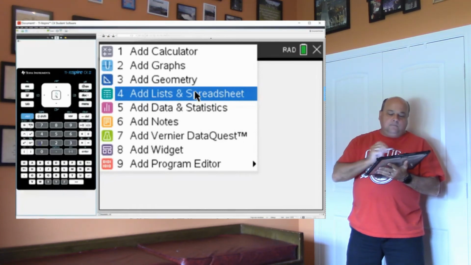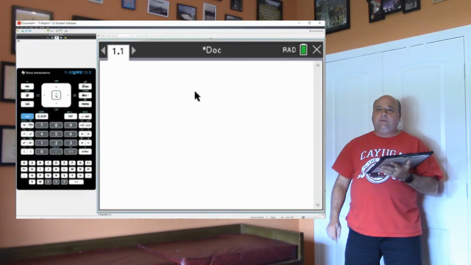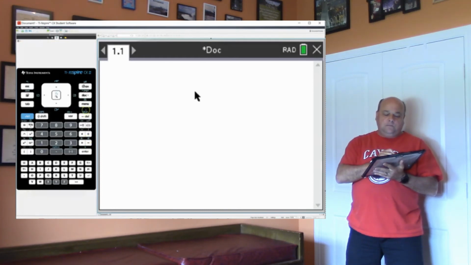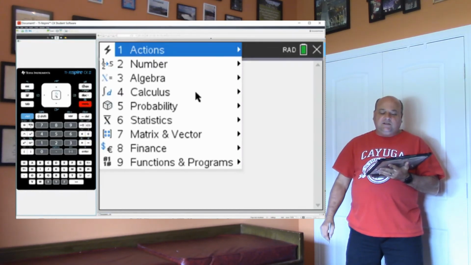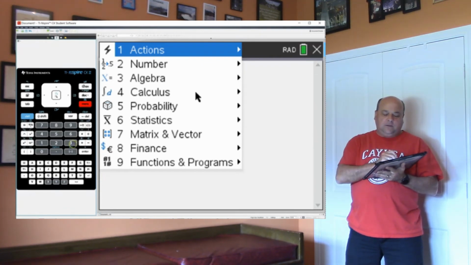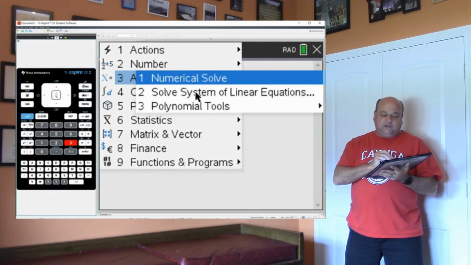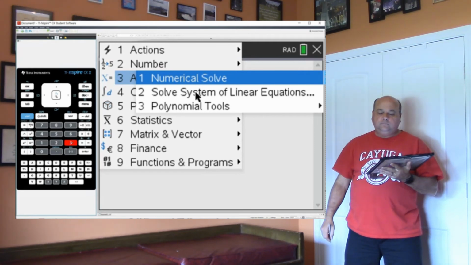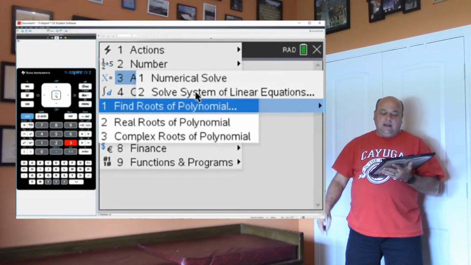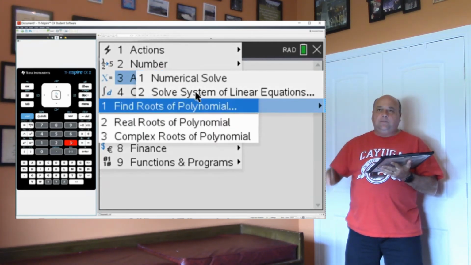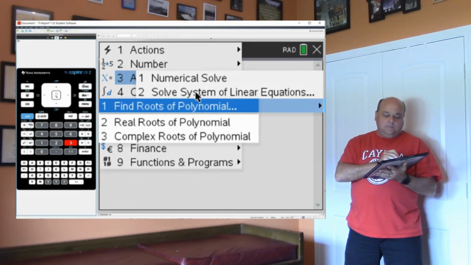Go to calculate. Okay, so we're going to go to our scratch pad and calculate. These are the steps. I would write this down. Hit menu. Now then, where does it say algebra? It says algebra at 3, so hit 3. Then where does it say polynomial tools? Polynomial tools is 3. So hit 3, and then find the roots of the polynomial. Pick 1.